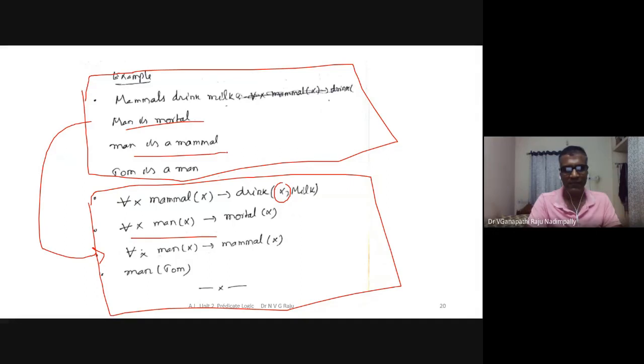Man is a mammal: for all x, man of x implies mammal of x. Man is Tom. This we already know. This is nothing but a simple sentence: man of Tom. Once you convert these sentences, slowly we will move to discuss some inferential logics in the next coming classes.